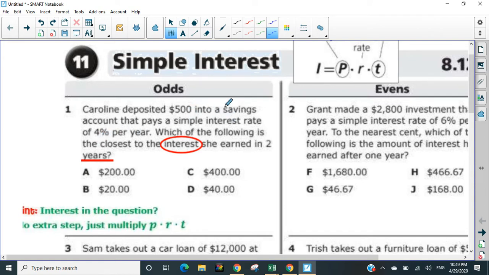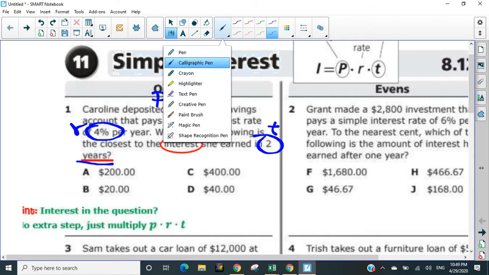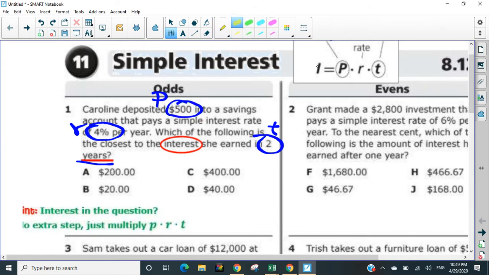So this time we're going to go over a principal, rate, and time, which is the years. Okay, the formula is asking for I, which is interest. If you multiply all these three, that's what it's going to give you. So notice that the question is asking what is the interest. The formula gives you the interest. So there's no extra step here. And I'm going to write it here, no extra step.